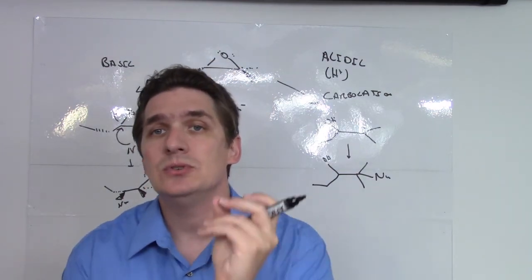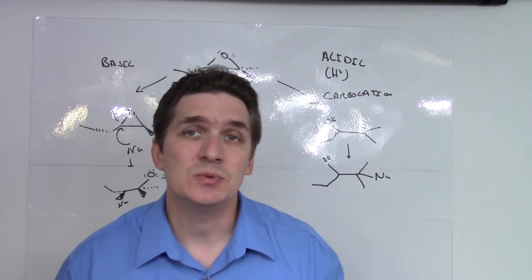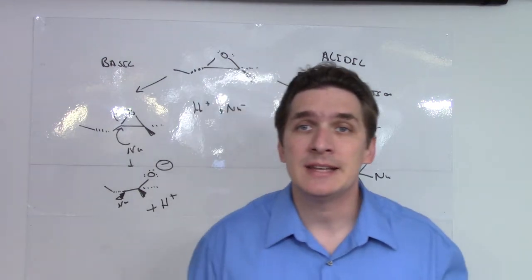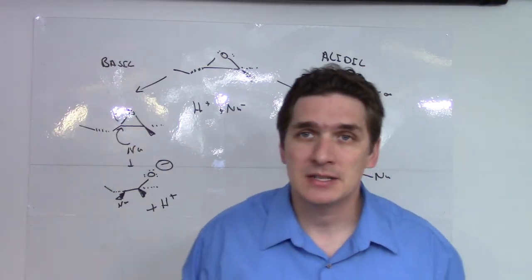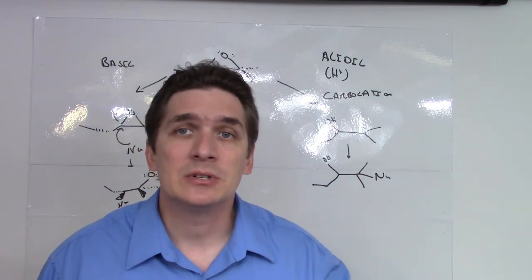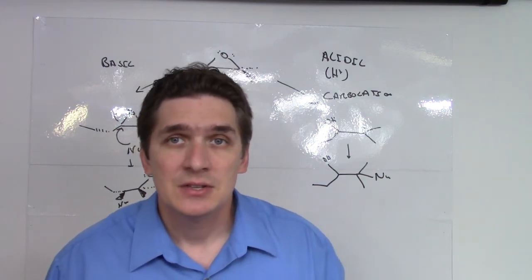When it comes to addition under basic conditions, we end up with an enantiomerically pure compound with the nucleophile attacking anti to where the epoxide oxygen is attached. On top of that, we have to follow this up with an acid workup in order to recover the alcohol from the alkoxide. So this is it.